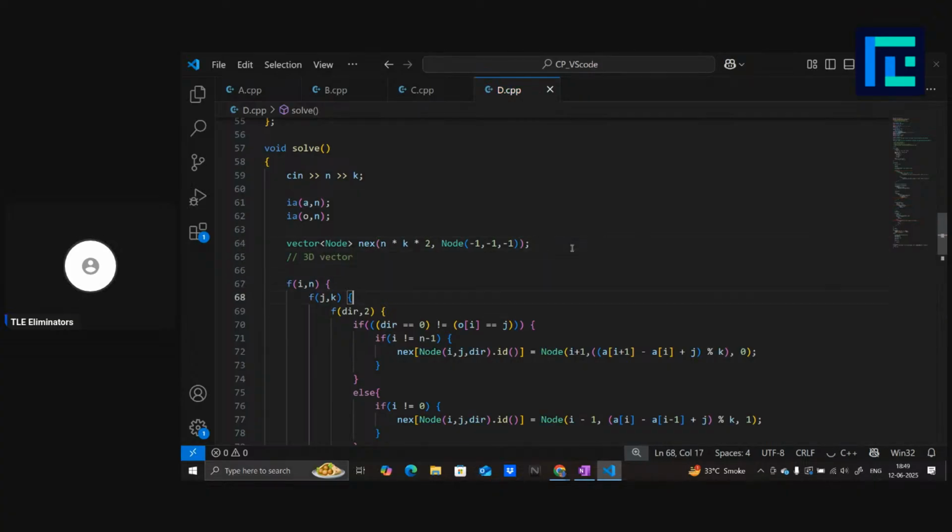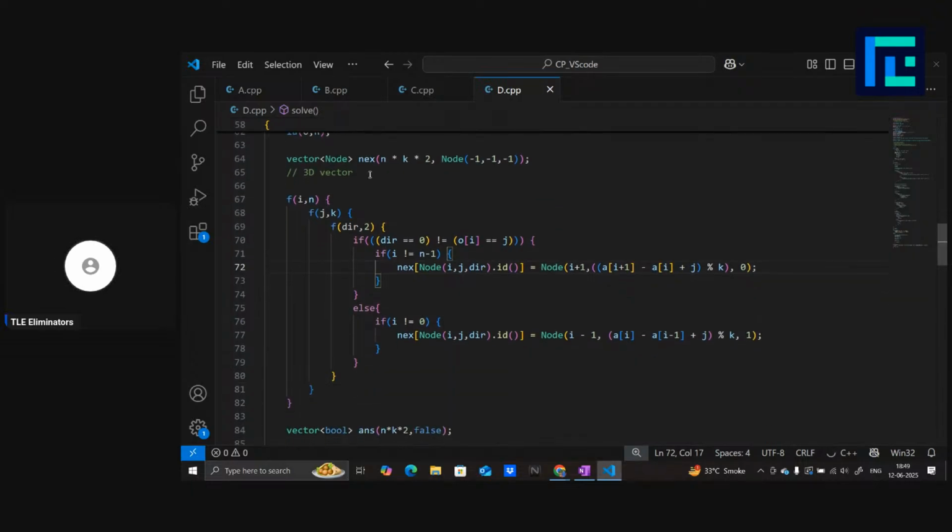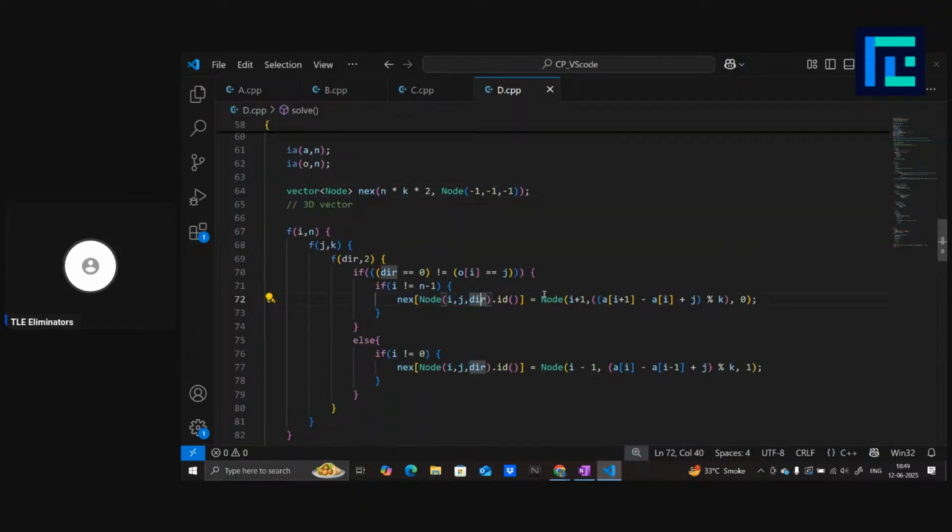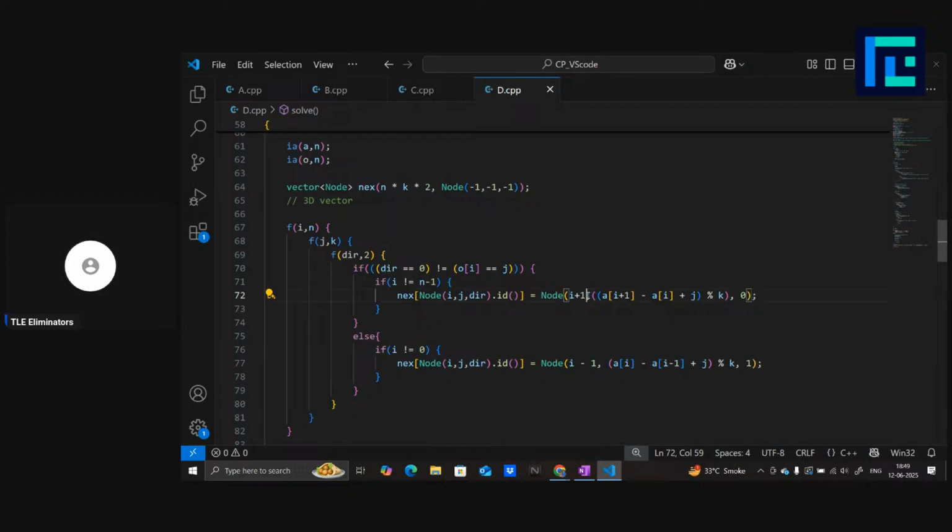Here I'm iterating over all the possible states. So for int i equal to 0, i less than n, i plus plus. So next state of i j dir is basically i plus 1, because if direction equal to 0, or my o of i is equal to j, which means that currently it is green light and I'm in positive direction, so either of these two, then I'll move in the positive direction.